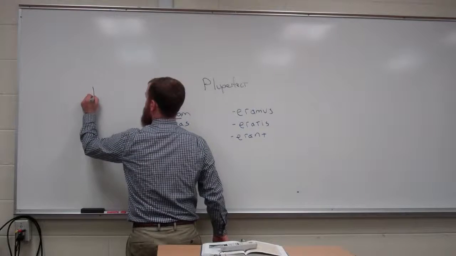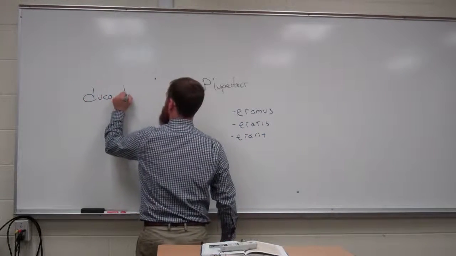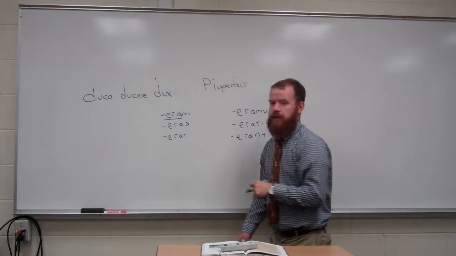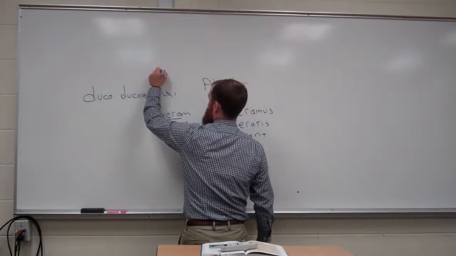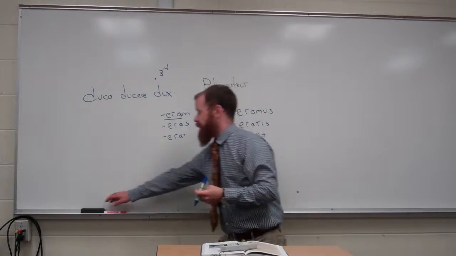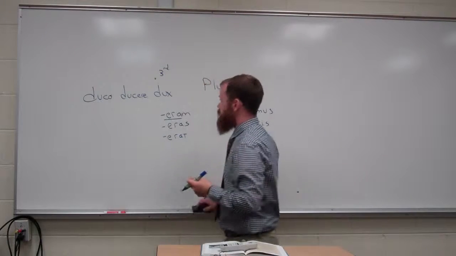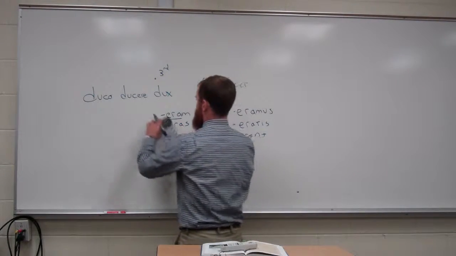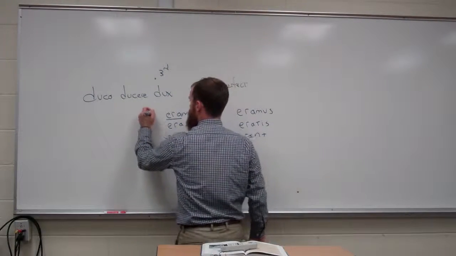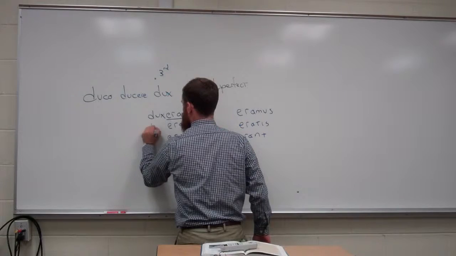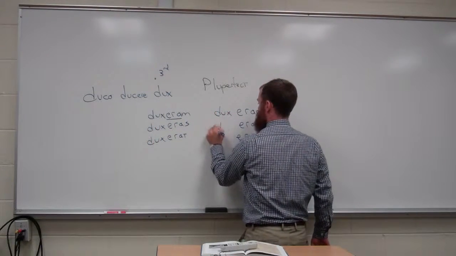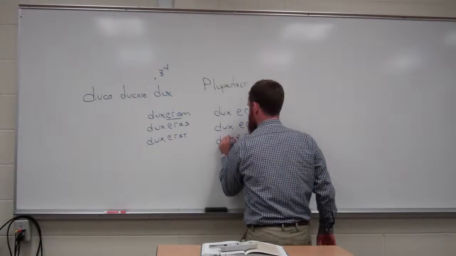So we have duco, ducere, duxi. So we have duxi as our third principal part. To get the stem, remember, you take off the I. So dux. And then you just add it to these. So it will turn into dux eram, dux eras, dux erat, dux eramus, dux eratis, dux erant.